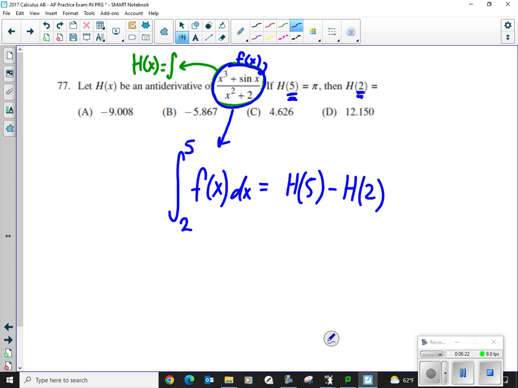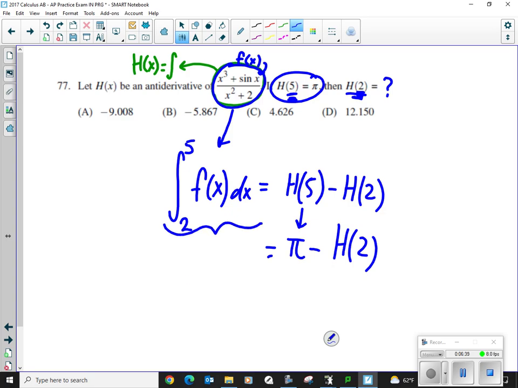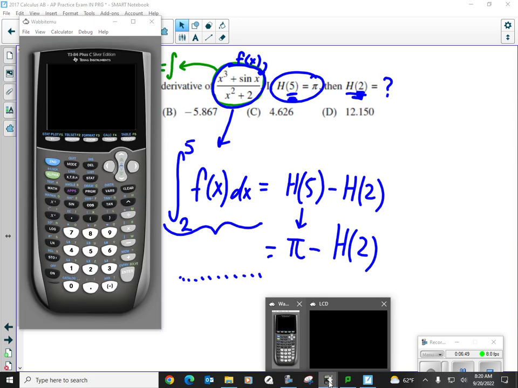So we know h of 5 is pi minus, they want us to figure out what this is. If only I could put a value of this on the left side here, then I could solve for h of 2. And that's exactly what I'm going to do. And I'm going to use my calculator to do that. Oh, calculator, how I missed thee.